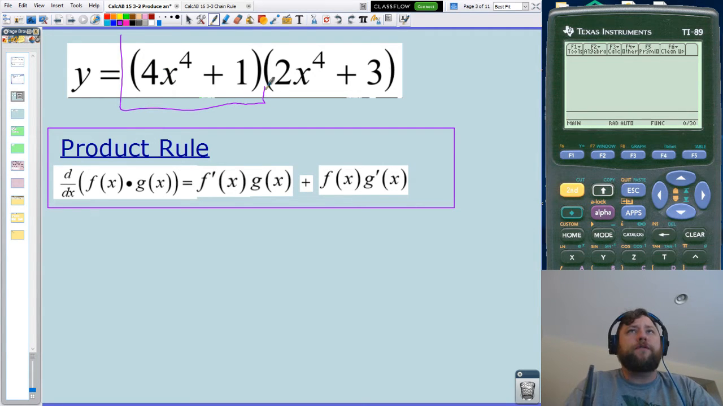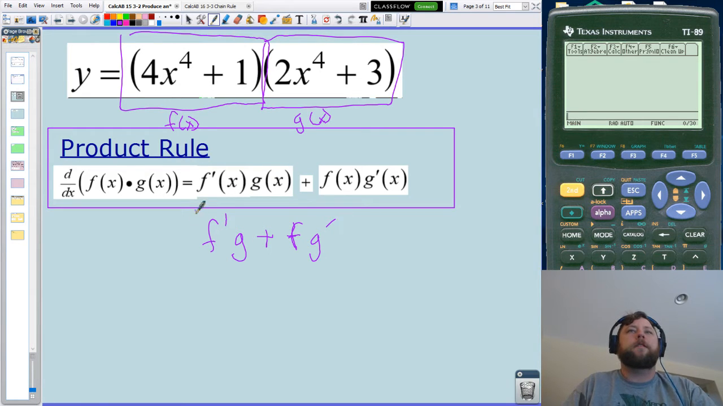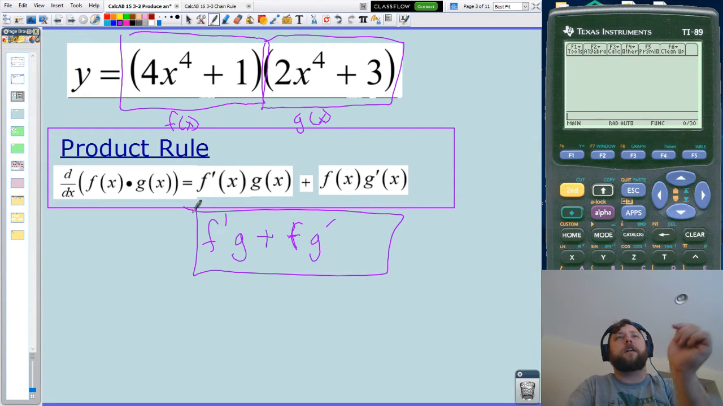If you have two functions being multiplied, and you can think of these as two separate functions, like I'll call this f of x right here, and call this one g of x. They're two functions being multiplied. We have a rule to make this work. So the derivative of an f of x times a g of x is f prime of x times g of x plus f times g prime of x. I hate putting all those x's in there, so sometimes I just say f prime times g plus f times g prime. So that's worth memorizing. And that's the product rule.